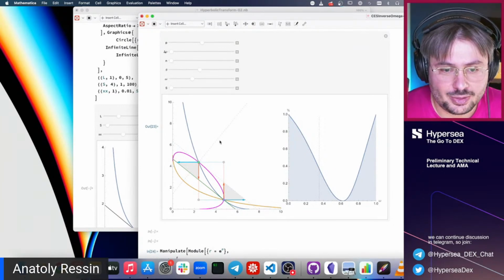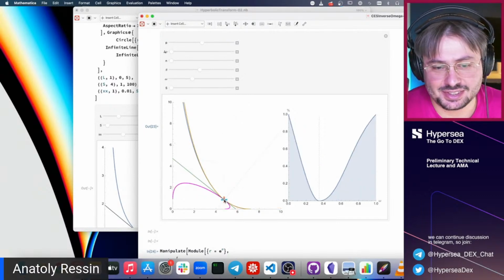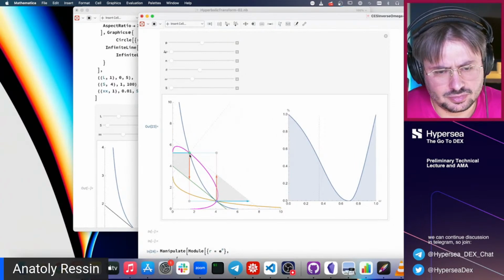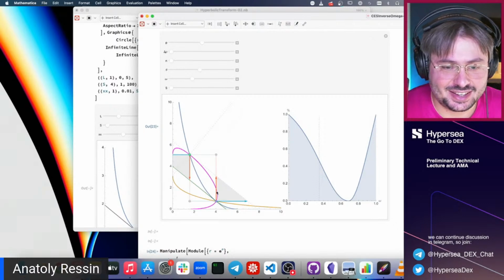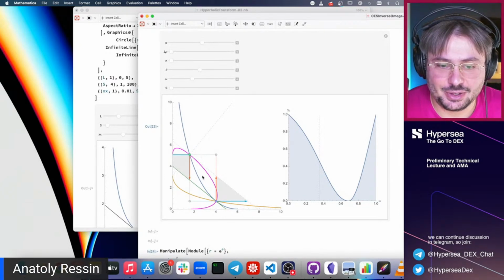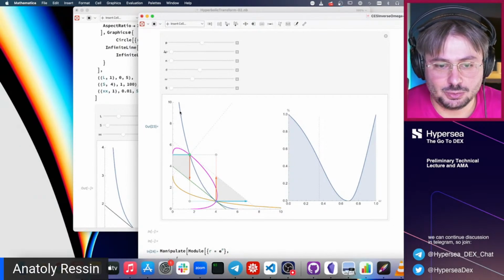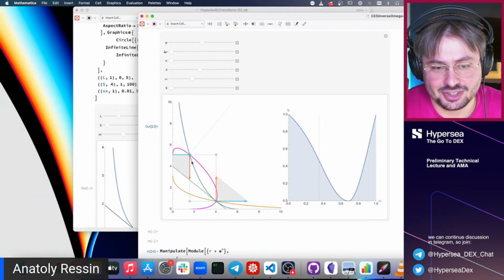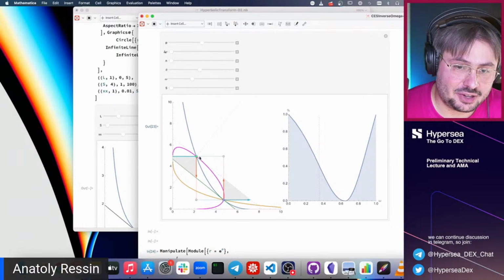But when we are changing the curve, this allowed us to calculate exactly a new point, this green point, that defines a curve along which we need to move to keep this orange arrow constant.